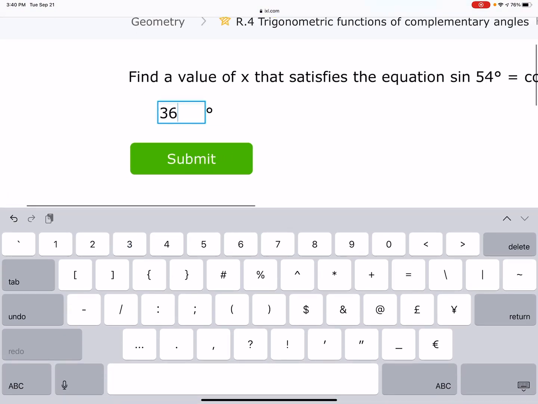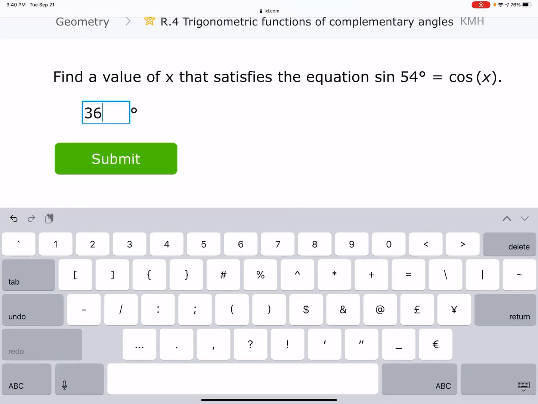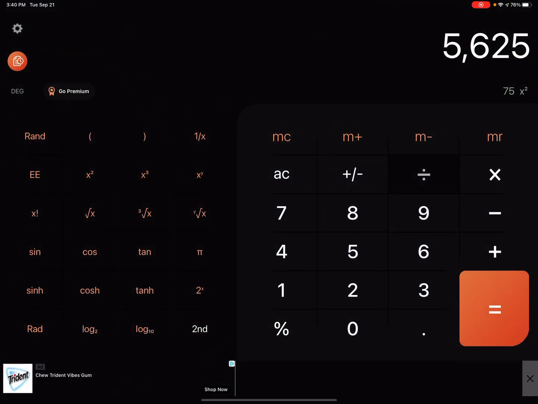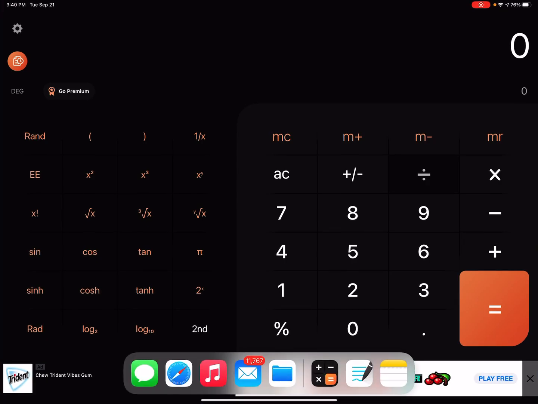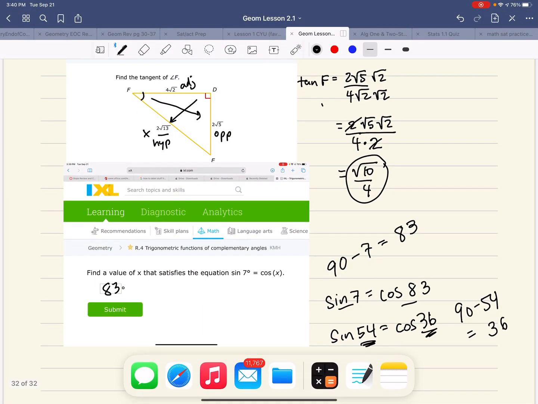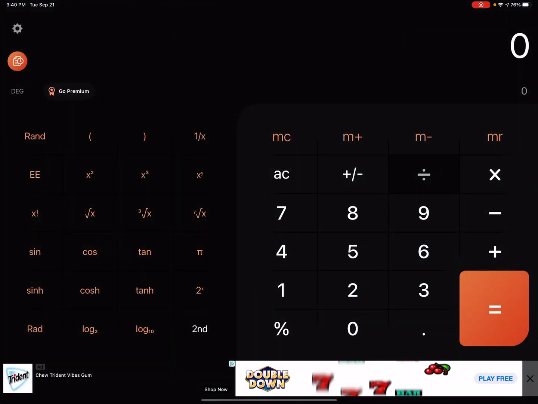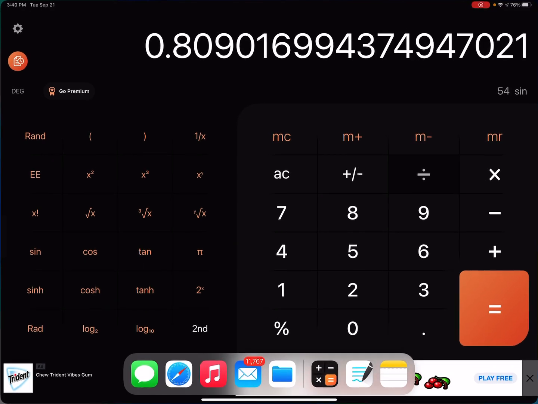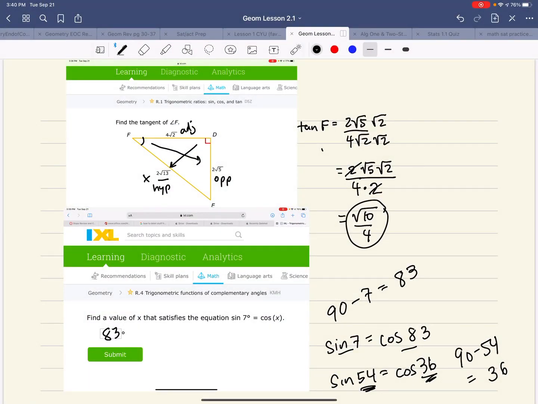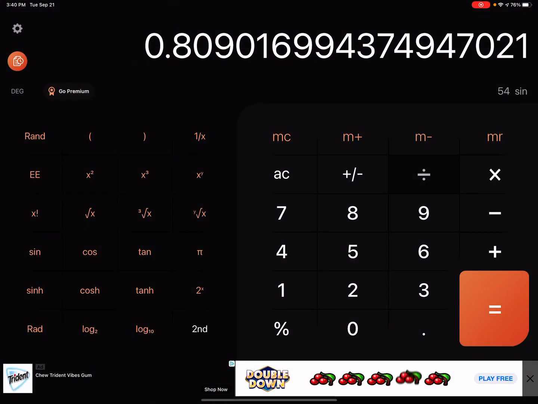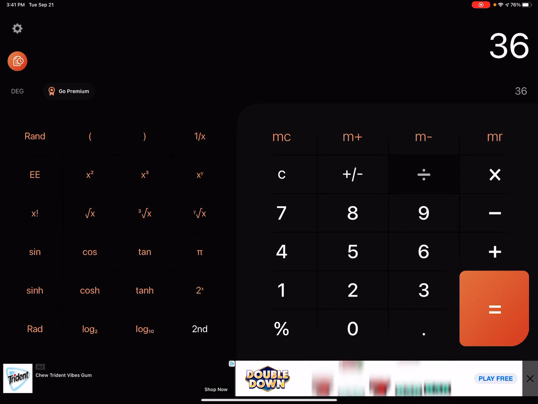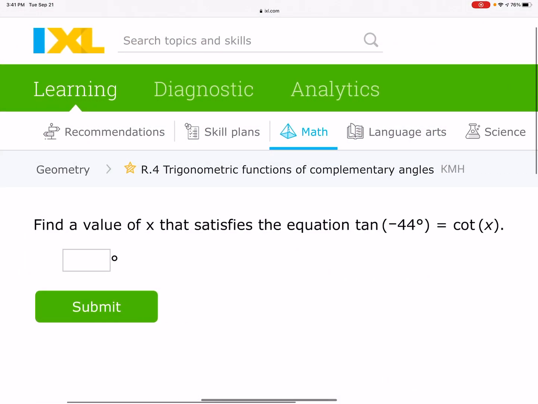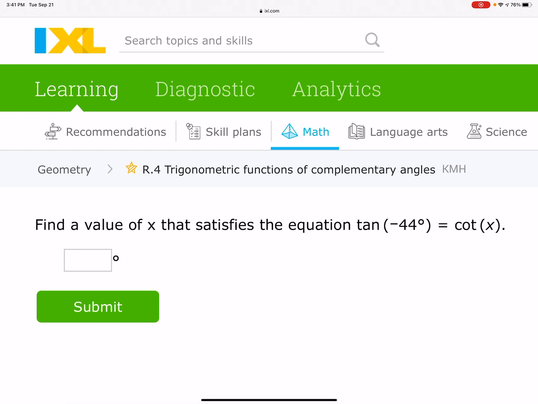Now, can I use a calculator to check this? Absolutely. Is the sine of 54 equal to the cosine of 36? Let's try this out. Is the sine of 54, okay, so the sine of 54, I get 0.809. Is that the same number as the cosine of 36? The cosine of 36, 0.809. It is the same number. So that's what we notice here, and that's all we're really supposed to be noticing.